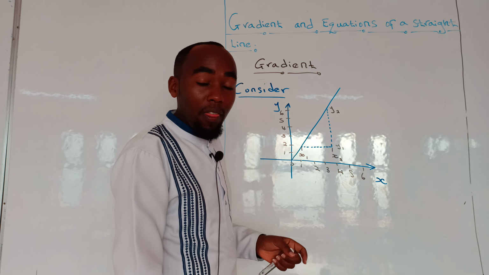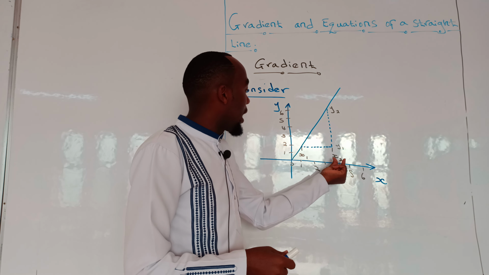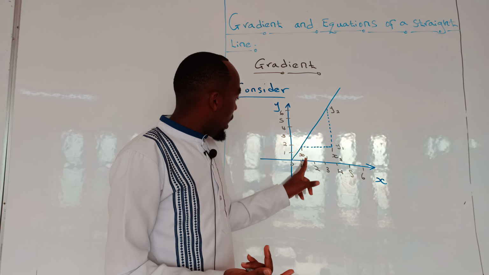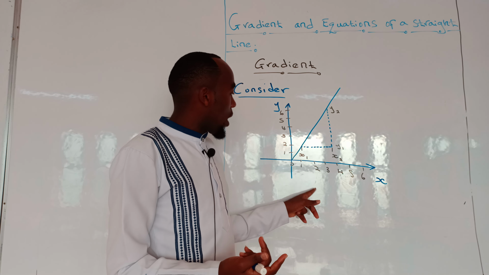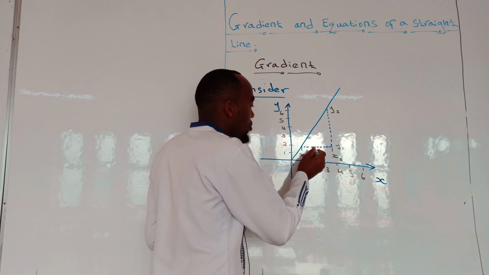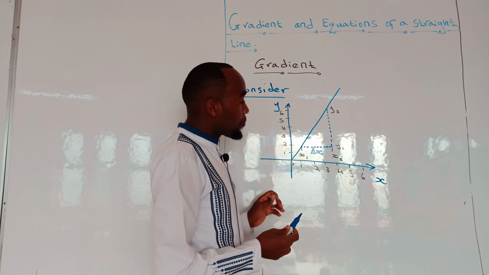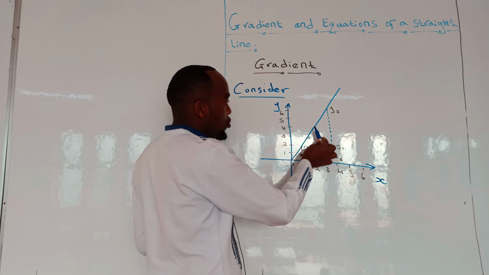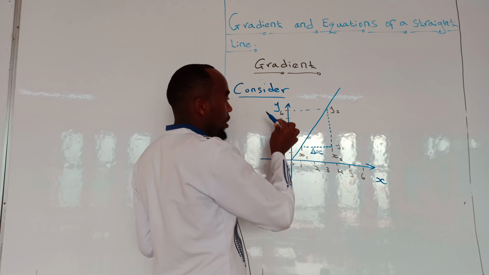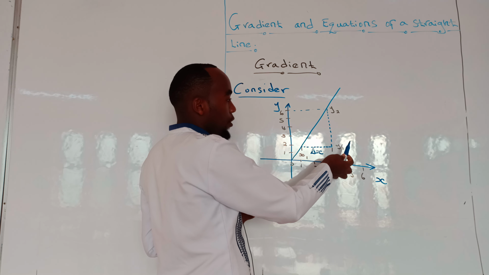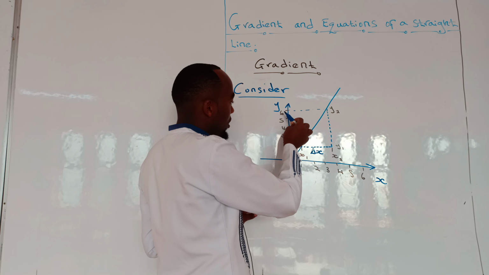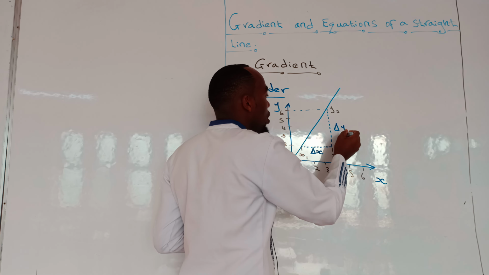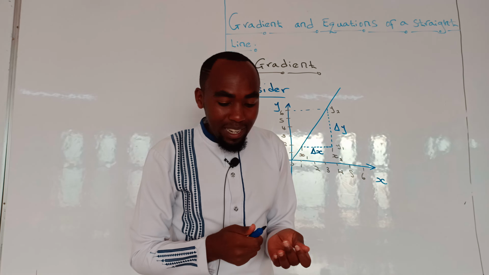When you find the difference between x1 and x2, in our case x2 is 4 and x1 is 1, when you do 4 minus 1, we refer to that as change in x. Then the value of y1 is 2, and the value of y2 is 6. When you find the difference y2 minus y1, that is 6 minus 2, we refer to that as change in y.